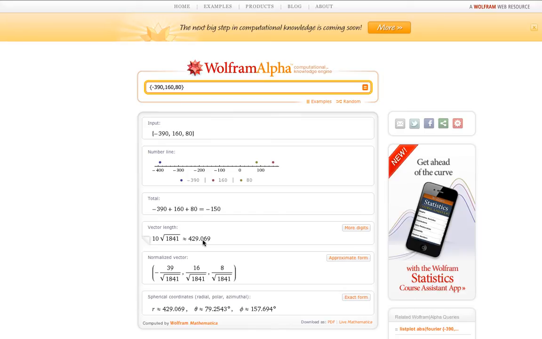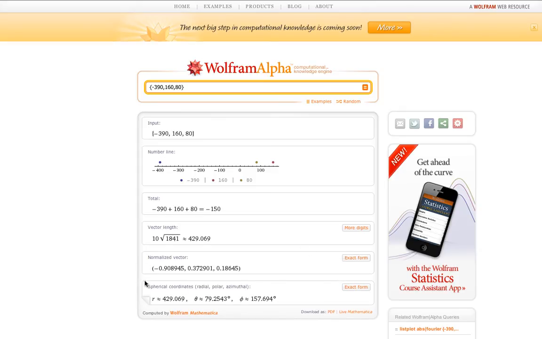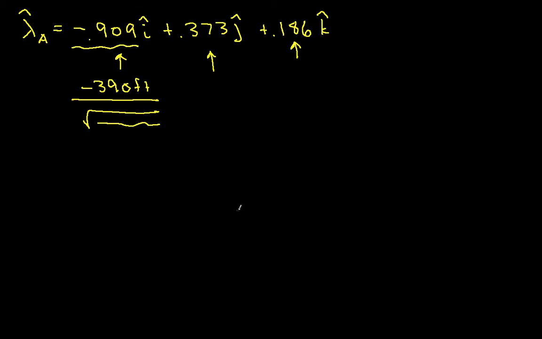which is 429.069. So that's actually computing the square of 390 plus the square of 160 plus the square of 80. You take the square root of that and you get this 429. And then it will normalize it for you. And if you click on the approximate form here, it basically gives you the unit vector in the direction that we're looking for, which is what we wrote down earlier. So other computational techniques will also work, but I find this one to be particularly handy.